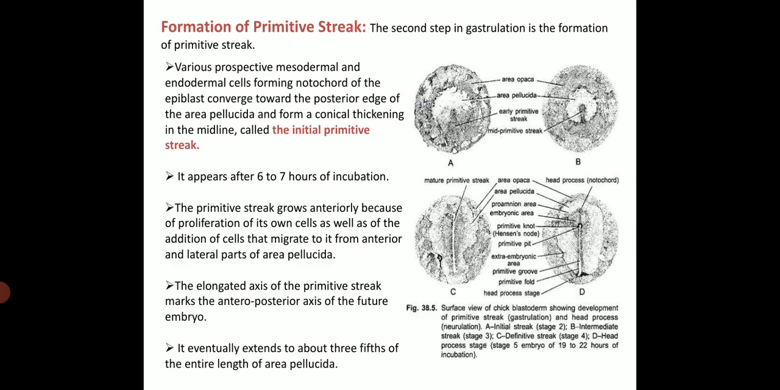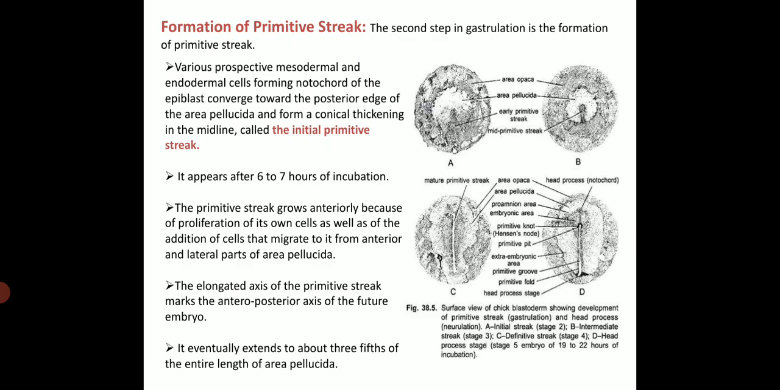You can see the conical thickening in the middle line, what we call the initial primitive streak, where we can see the starting stage of gastrulation. This will appear after 6 to 7 hours of incubation. When a number of cells start to migrate, the primitive streak also grows anteriorly because of the proliferation of its own cells, as well as the addition of cells, and that will extend from anterior to the lateral parts of the area pellucida.